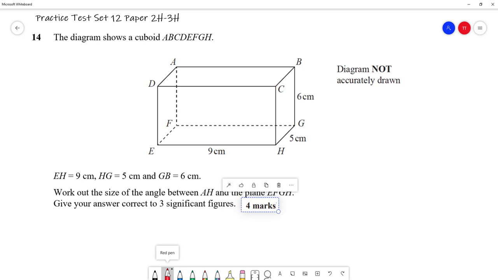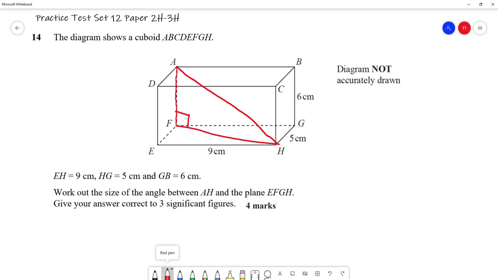So first of all, for a question like this, we draw a line going from A to H. And we draw another line from the plane EFH. And what we get is a right angle triangle. And this forms a right angle triangle. Now, in order to do this, we need to use what we have.